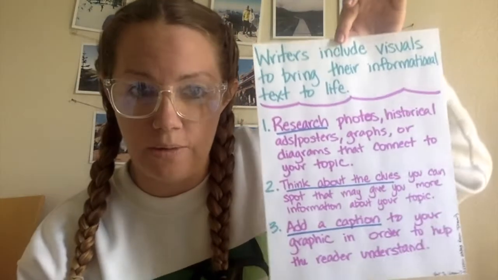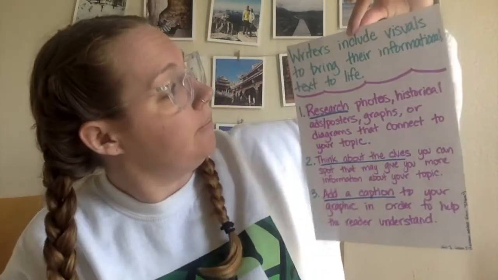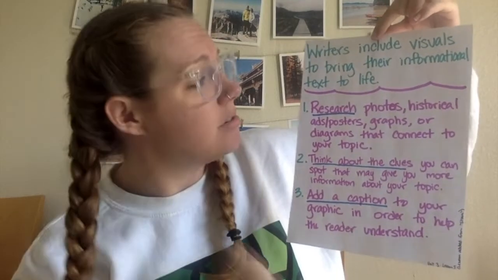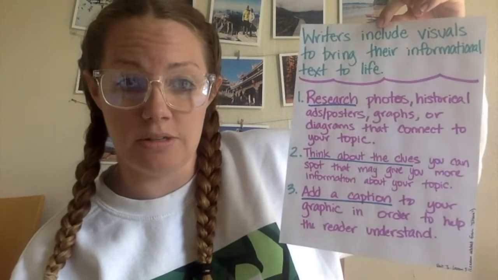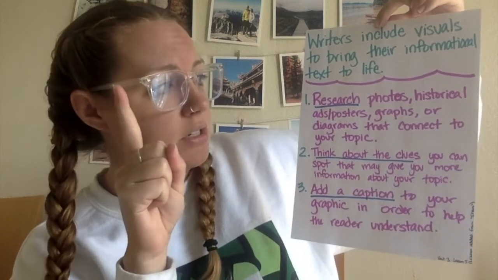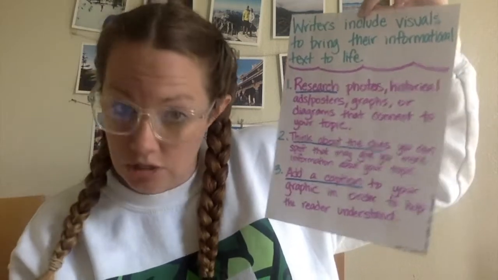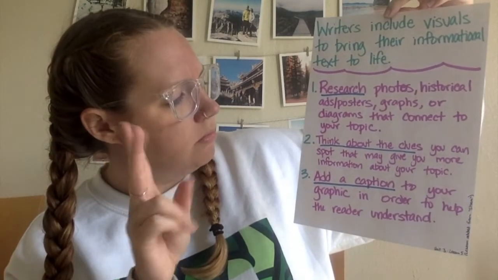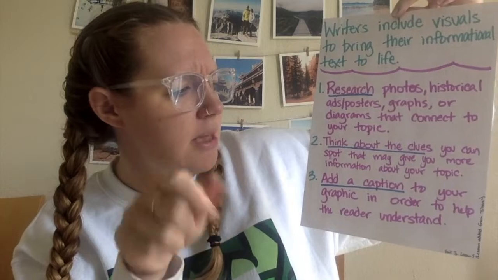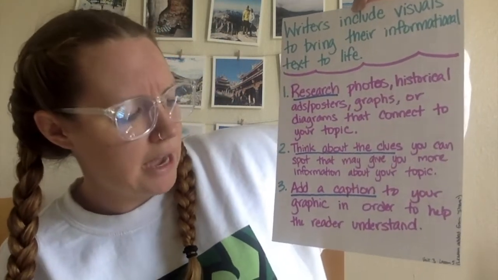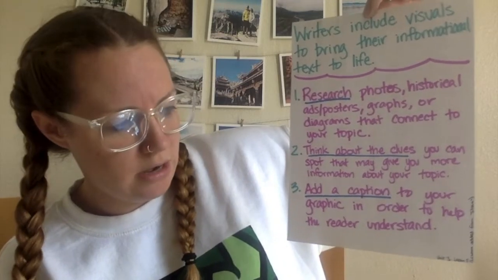So we can do that by following this learning target. Writers include visuals, aka pictures, to bring their informational text to life. So first, we research photos, historical ads, posters, graphs, or diagrams that connect to your topic. Two, you think about the clues you can spot that may give you more information about your topic. And three, add a caption to your graphic in order to help the reader understand. So that's what we're going to do today.